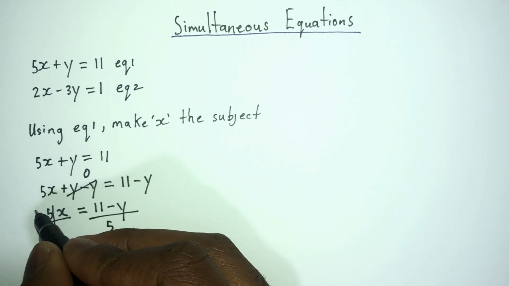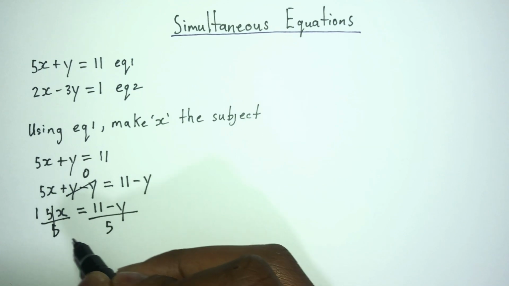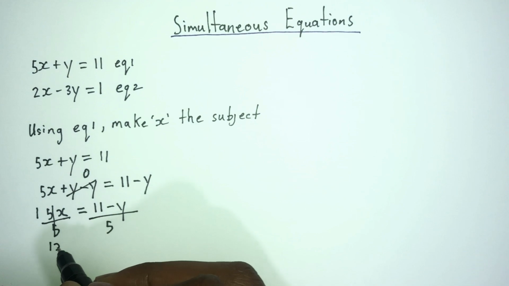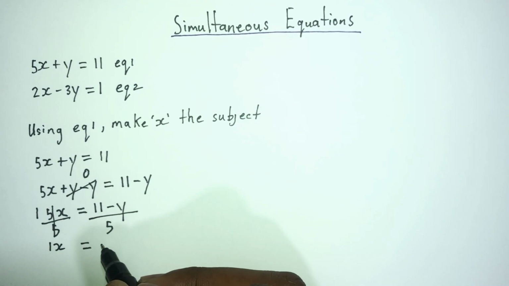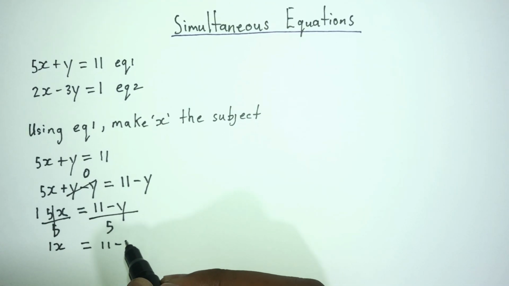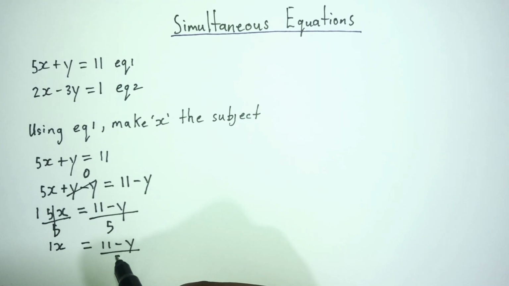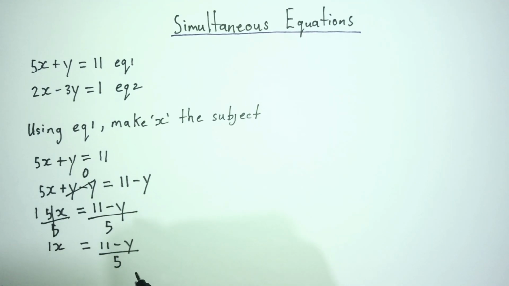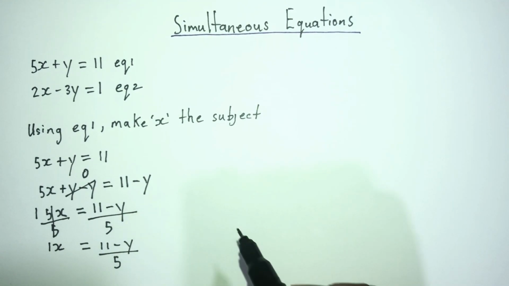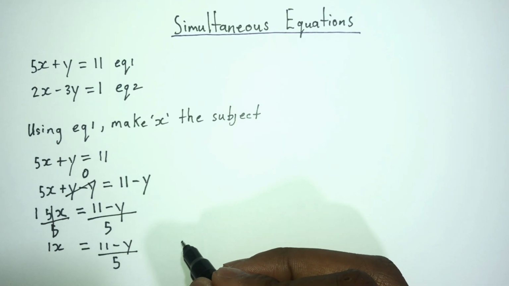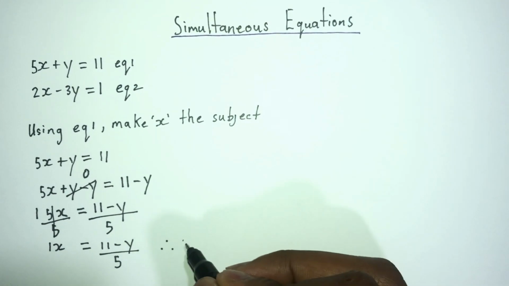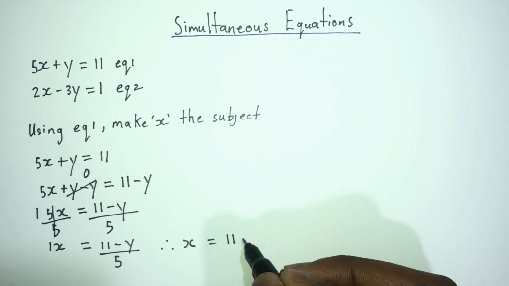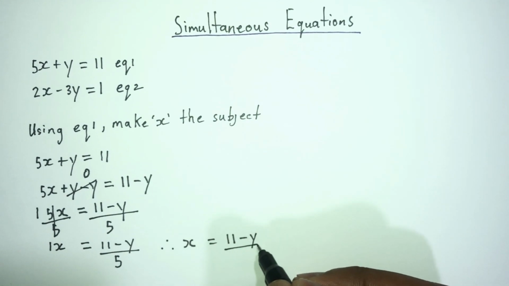5 into 5 goes 1 time. So this leaves us with 1x equals 11 minus y all over 5. And 1 times x is x. So therefore x equals 11 minus y all over 5.